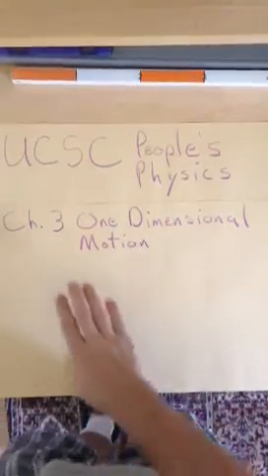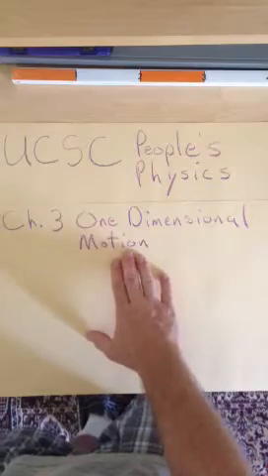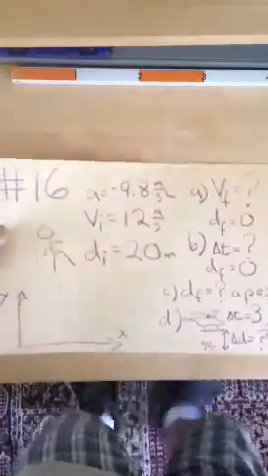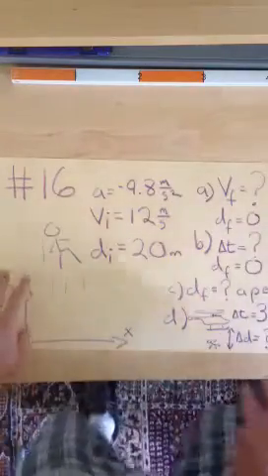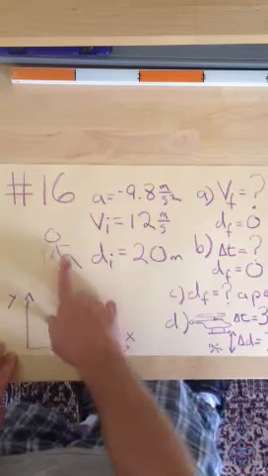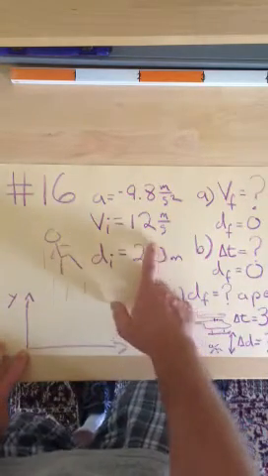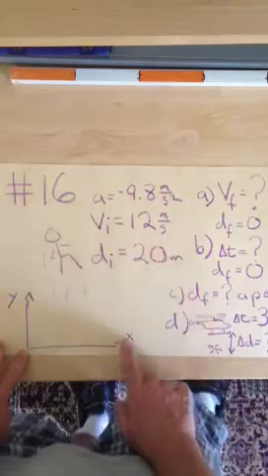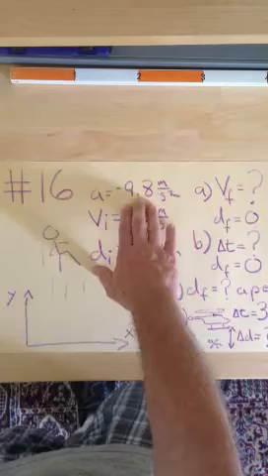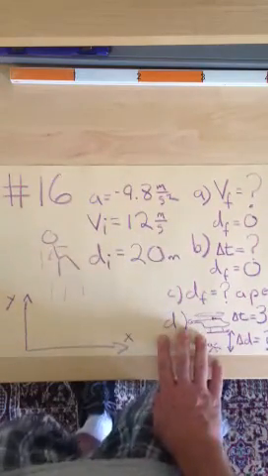Okay, this is University of California at Santa Cruz People's Physics Textbook, Chapter 3, One-Dimensional Motion, number 16, Part A. The problem basically describes a helicopter moving upwards at 12 meters per second with a man dangling below on a rope, who lets go of the rope at 20 meters above the origin. So he becomes a projectile, obviously, when he lets go of the rope. His acceleration becomes negative 9.8 meters per second squared.